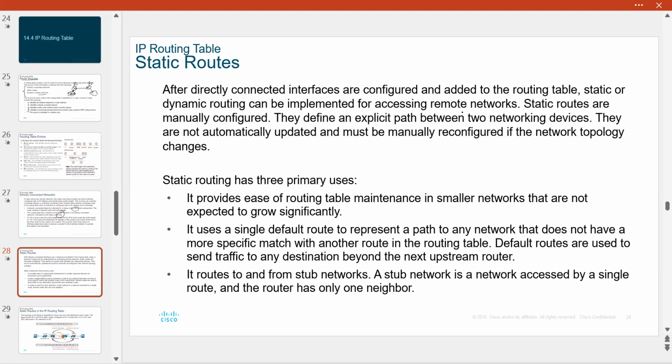Right? It routes to and from a stub network. If you want to configure a stub network, use static routes. Our network looks something like this. This is called a stub network. A stub network is a network accessed by a single route and the router has only one neighbor. Right? This is a stub network because only one route reaches it. There is no other route reaching there. So it's called a stub network. So the interface and network going this way should be statically configured.